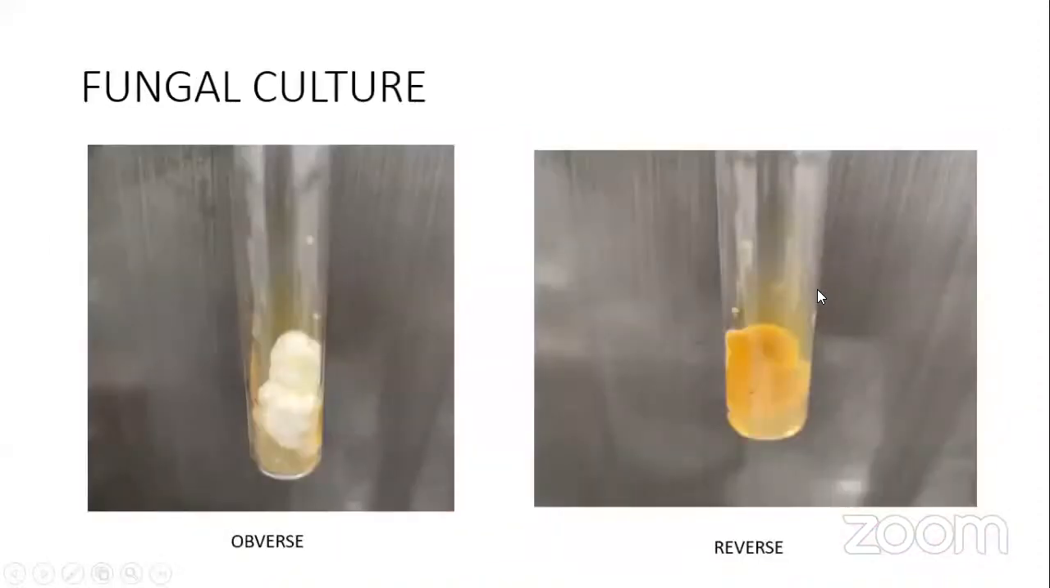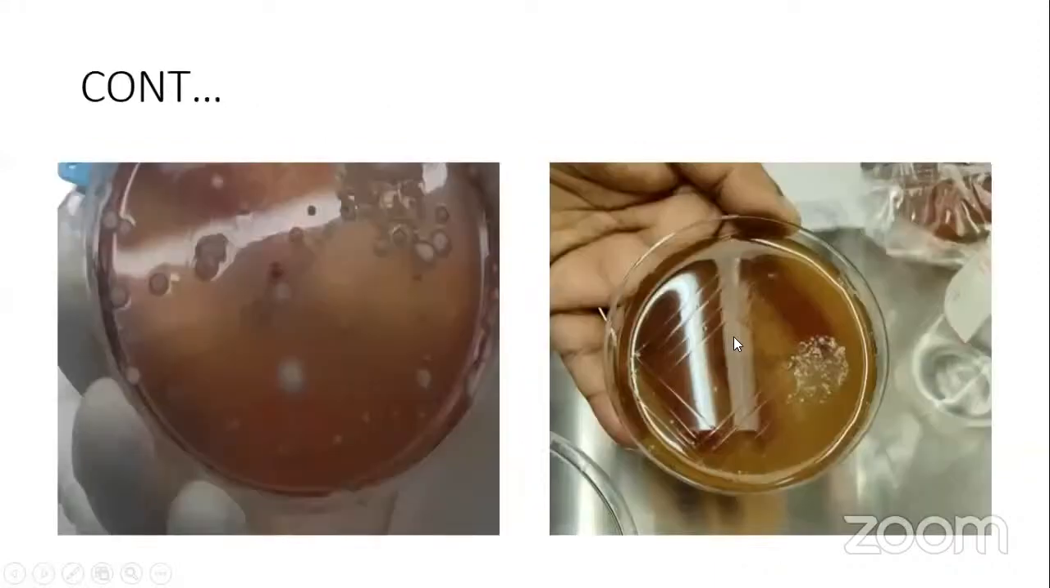So then the fungal culture was done. The fungal culture which was done on SDA showed fluffy white colonies. This is the obverse view and this is the reverse view. On identification, they have done fungal blood culture also, blood agar culture, which showed the growth of fungal colonies. As you could see here, there is multiple growth.